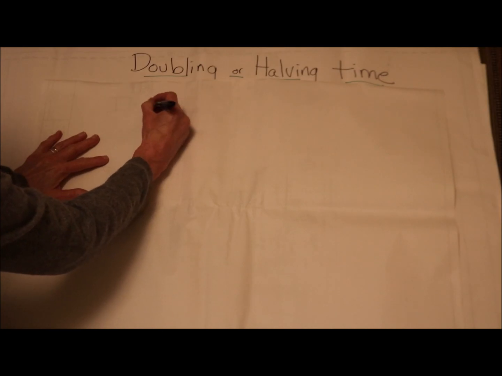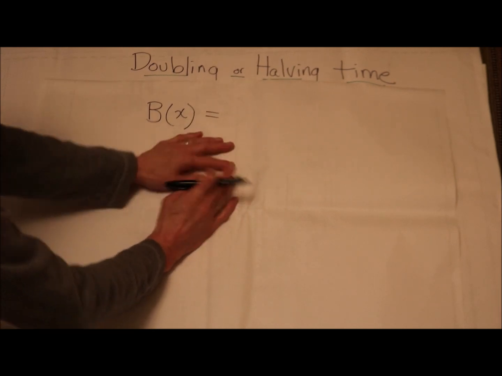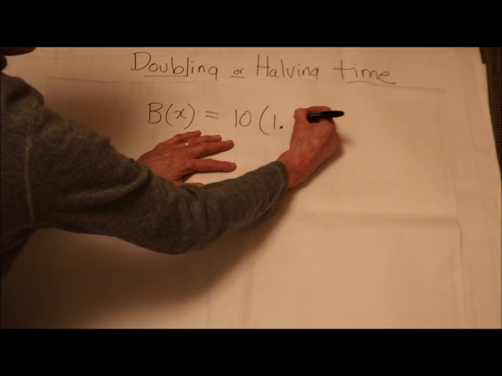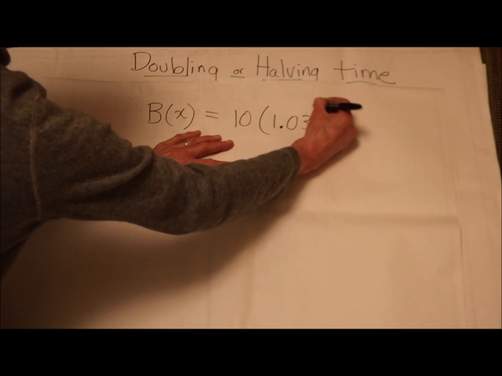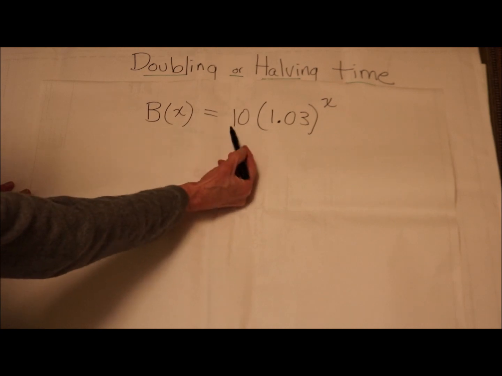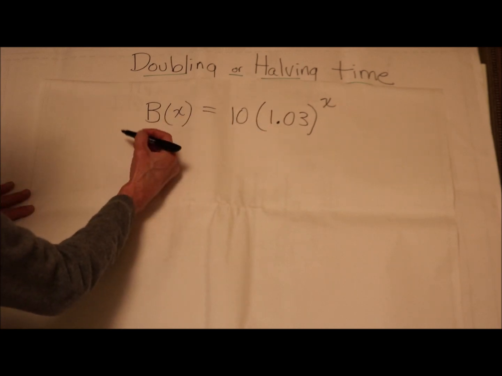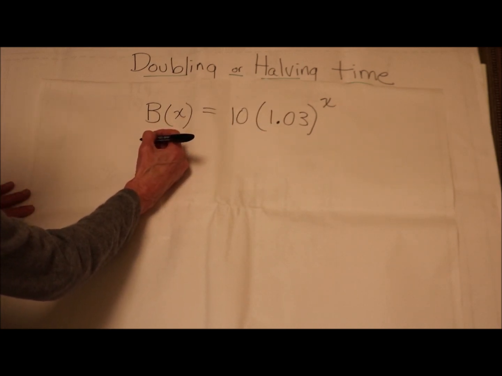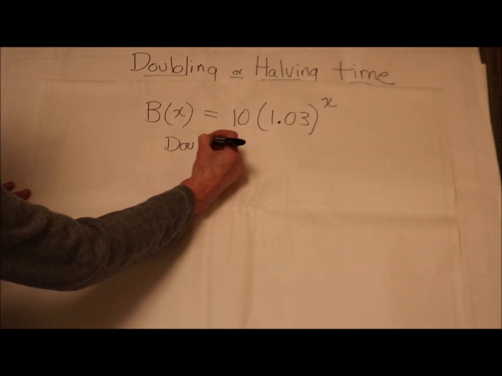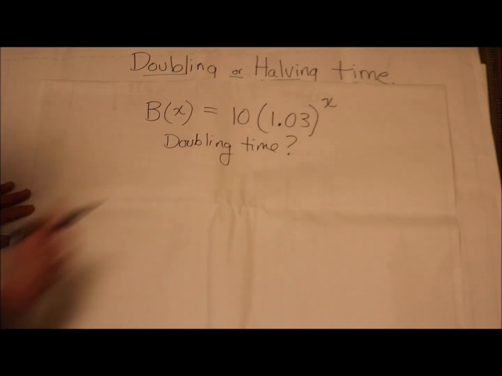Say I have some bacteria, a population of bacteria that are growing exponentially. And let's say I start with 10 bacteria, and let's say they're growing by 3% each day. So again, we'll let x be the number of days. So I've got bacteria, I started with 10, they're growing at a rate of 3% each day. If I asked, what is the doubling time? Pause the video and see if you can figure out a way to figure this out. And there are various ways to do it.